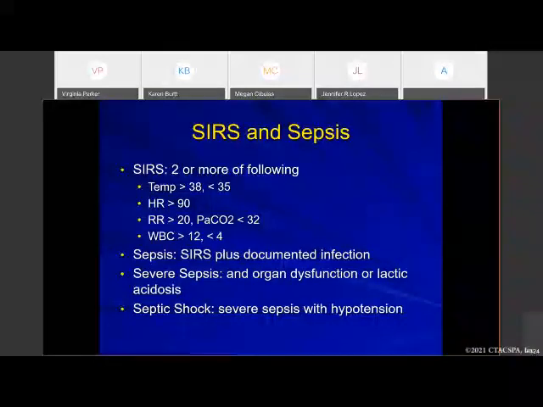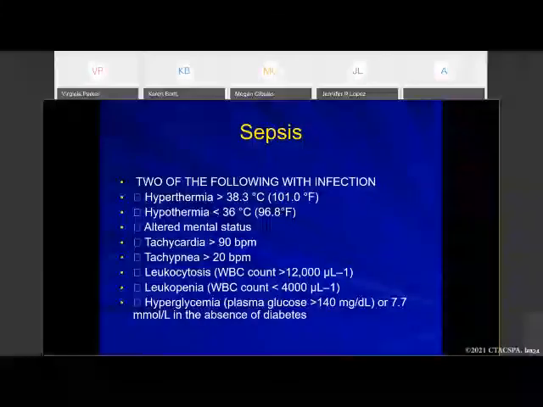I know there's different things, which are on my next slide, to quantify sepsis or not. Anyway, you might still see this, or severe sepsis, organ dysfunction, lactic acidosis, and septic shock, of course, is hypotension.